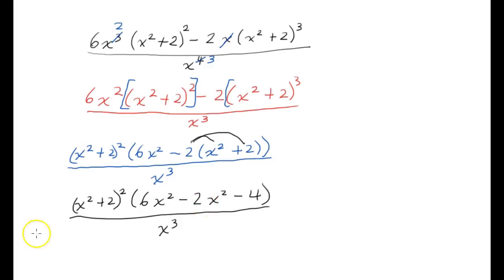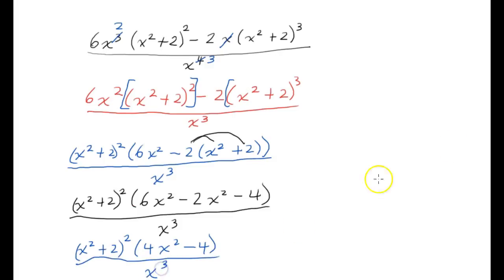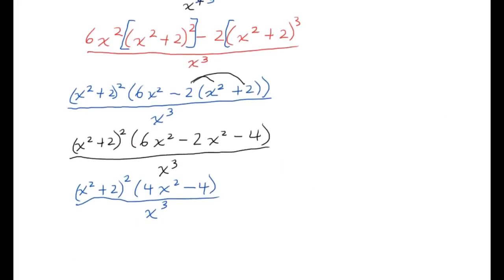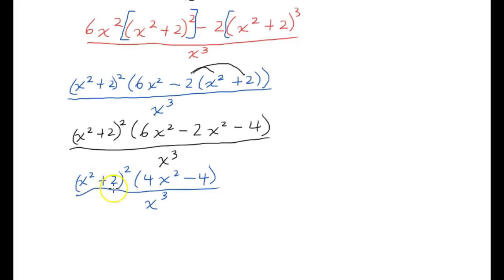So let's write this down. What do we have left here? We have x squared plus 2. This thing is still hanging out, raised to the second power. Inside the larger set of parentheses, we have 4x squared minus 4. This is all, oh boy, that is all over x to the third. Let's bring this down a little bit and give a little bit more room.